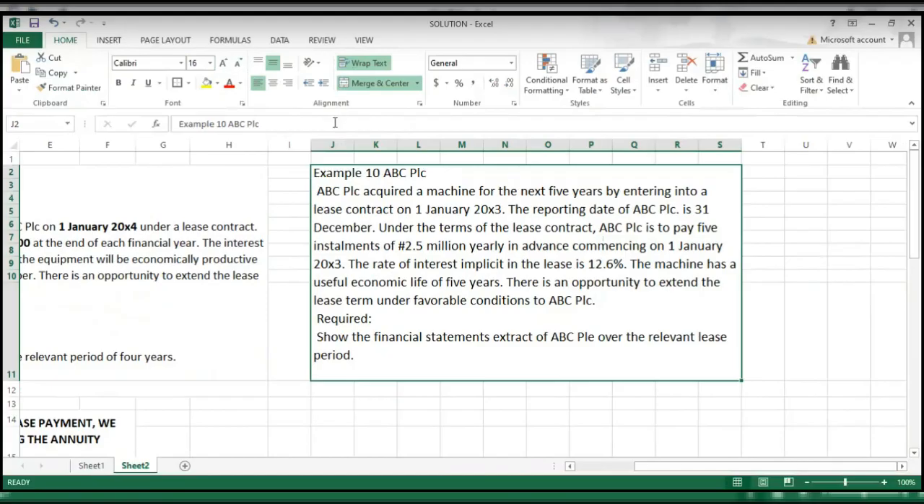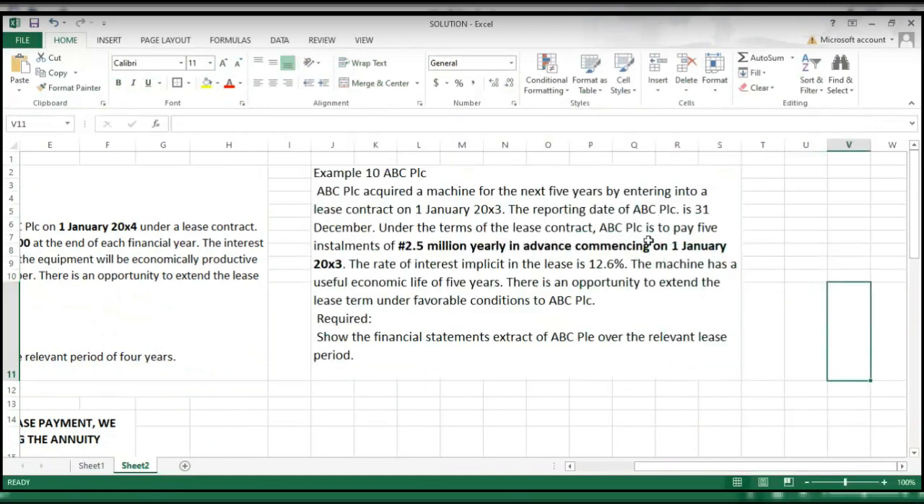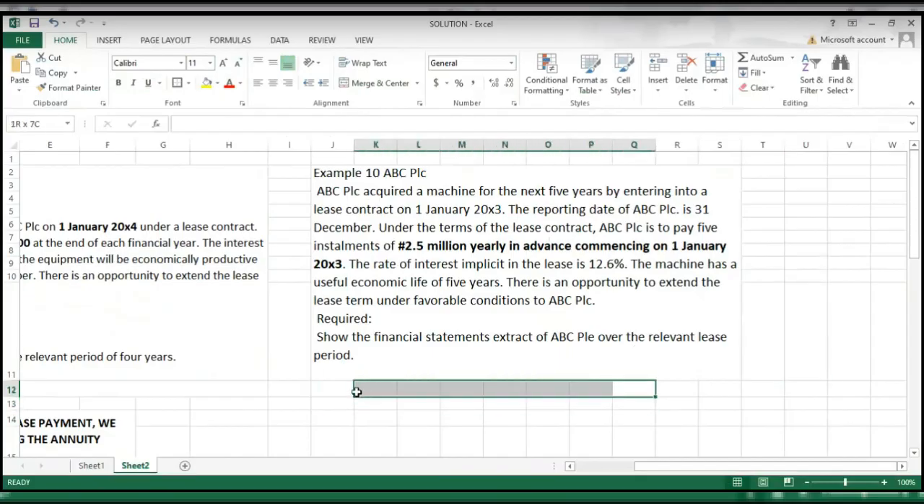This is different from the ones we have treated in the past because this is talking about the lease payment in advance. The yearly payment of 2.5 million is done in advance, commencing on 1st January 20X3. I just want to highlight the important aspect of this question, which made it different from the ones we have treated before. Now, first, the procedures are still the same. So I'll put the solution here. The solution.